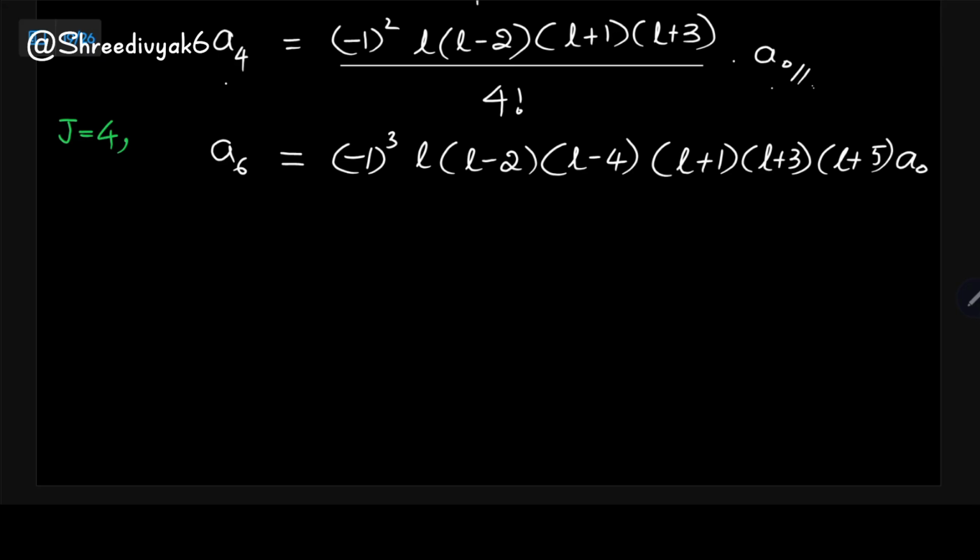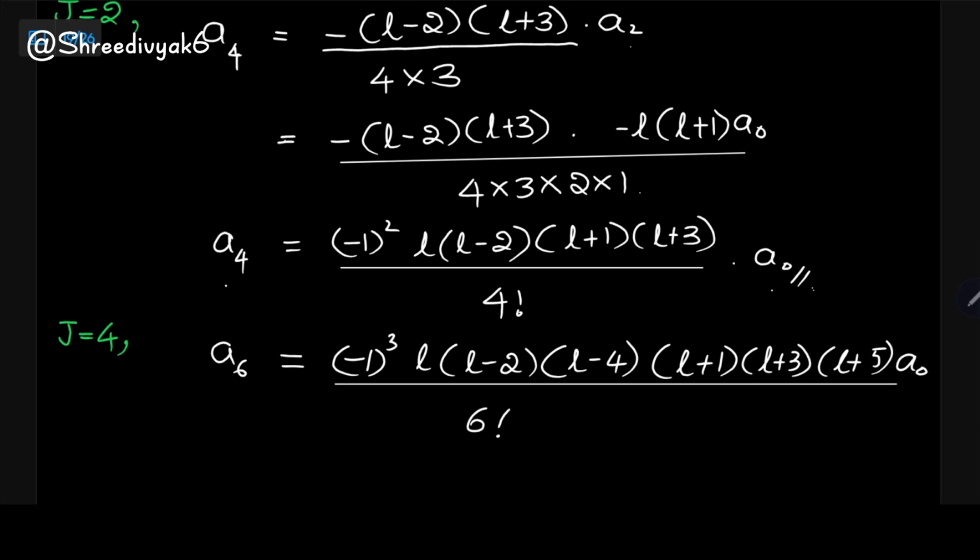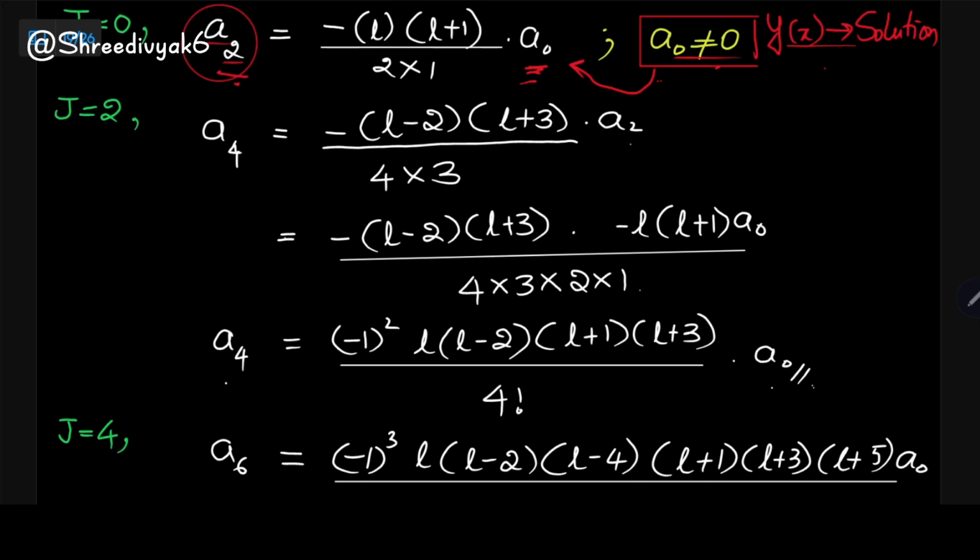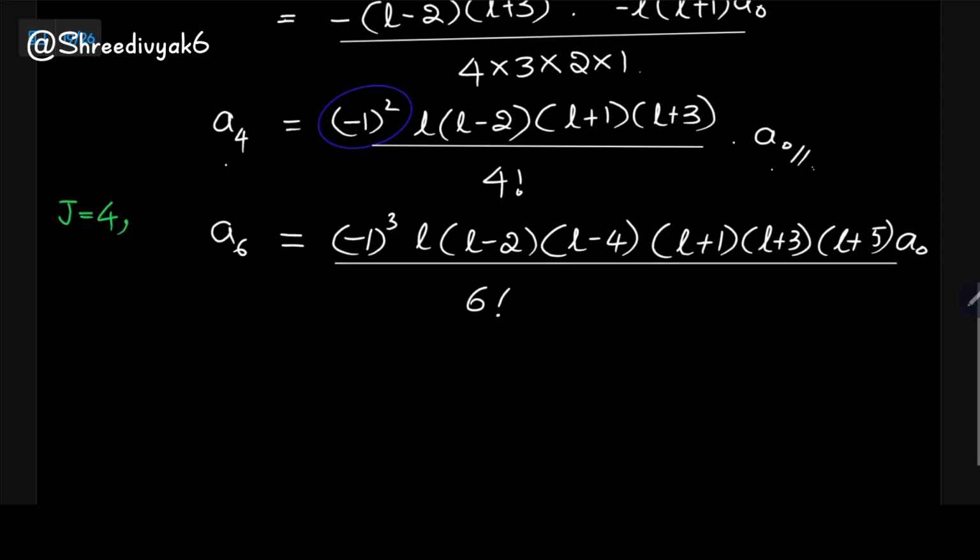Into A naught, the whole divided by 6 into 5 into 4 into 3 into 2 into 1, is 6 factorial, right? So this will be my A6. Now just look at the trend that is going. In A2 we had minus 1 raised to 1. In A4 we had minus 1 raised to 2. Right? So in A6 I'm having minus 1 raised to 3.